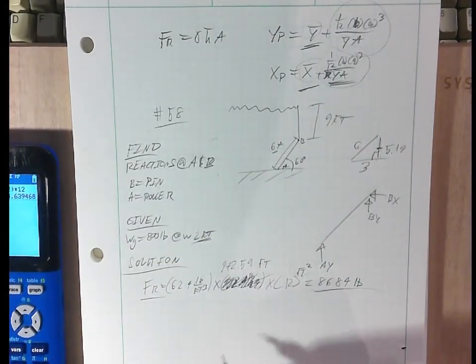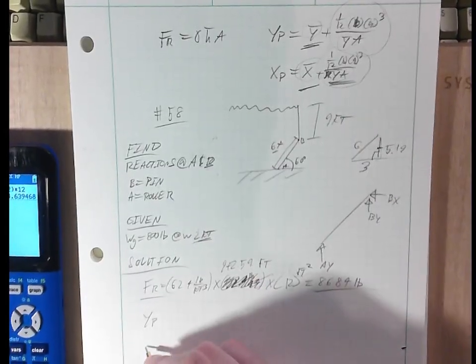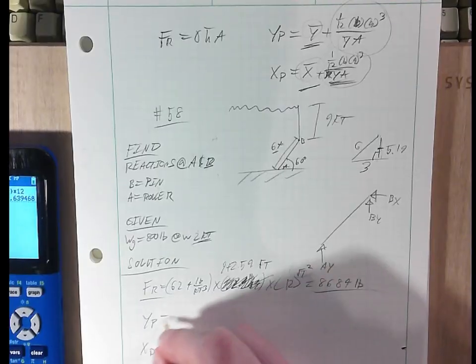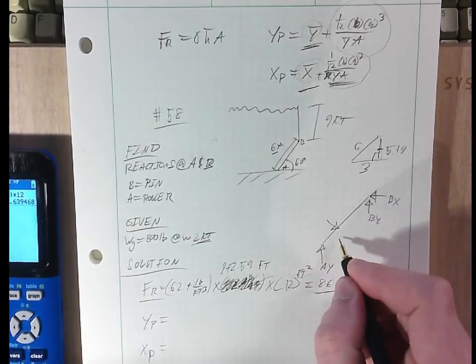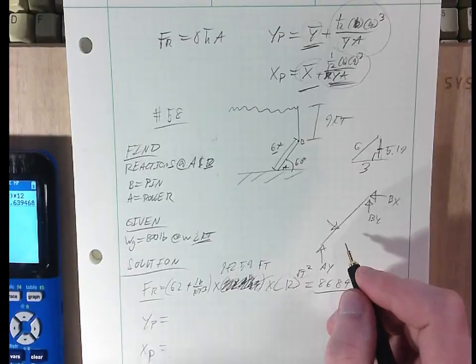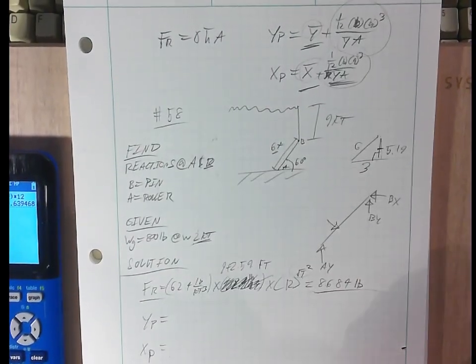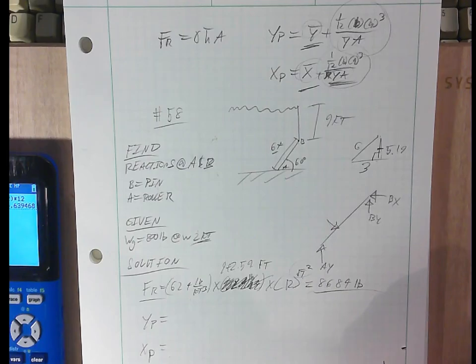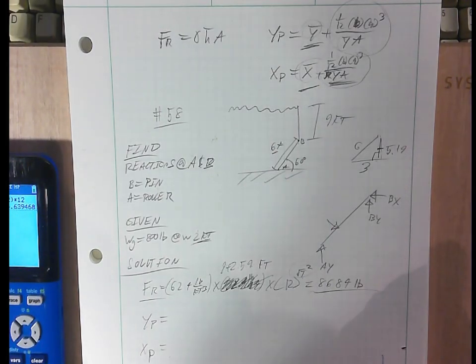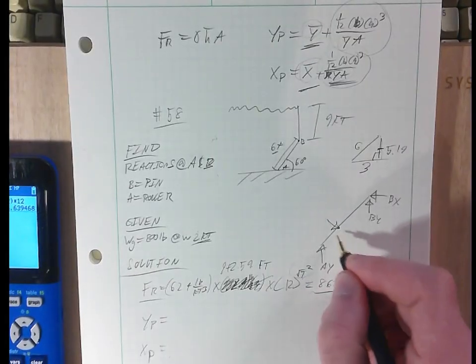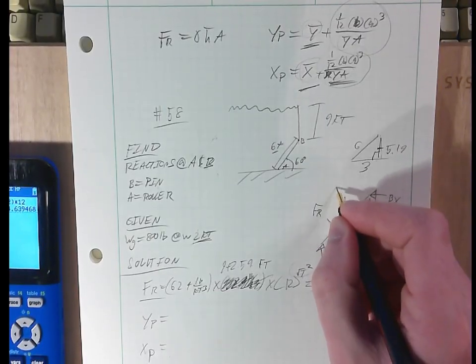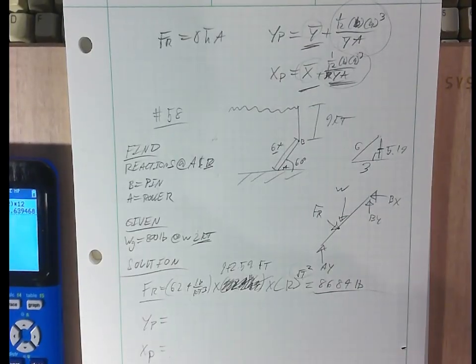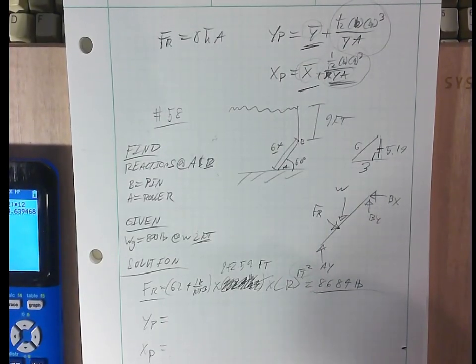Now that we have FR, we need to find Yp and Xp. And these will be useful because our force resultant is going to be acting along the, I don't want to mess this up. One of them is going to be center of gravity. The other is going to be center of pressure. I believe, yes, FR acts at the center of pressure. And then weight would act at the center of gravity, if I'm not mistaken.